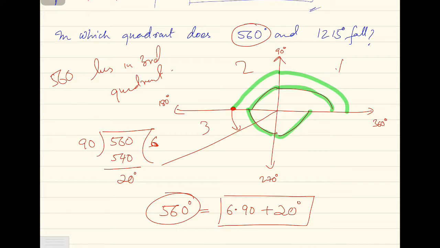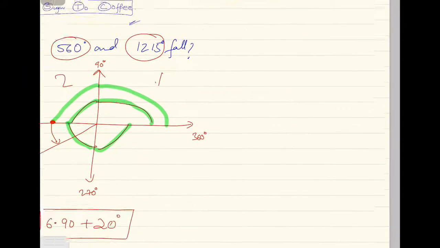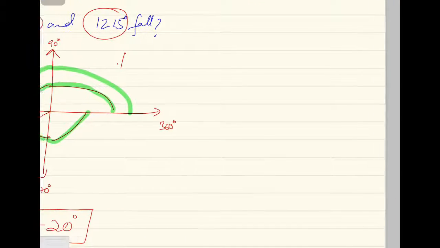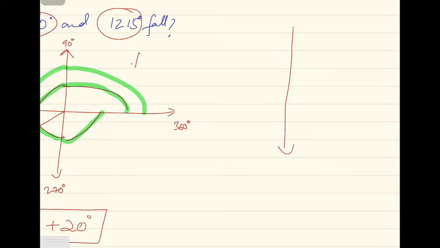Yes. What about 1215? The next question says, in which quadrant does 1215 lie? Let's do the working here. Let me make the quadrant. This is 0, 90, 180 and 270. So what is it? 1215. You have to divide by 90, by the way.